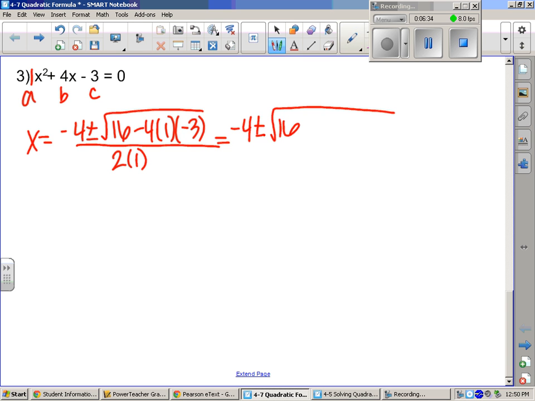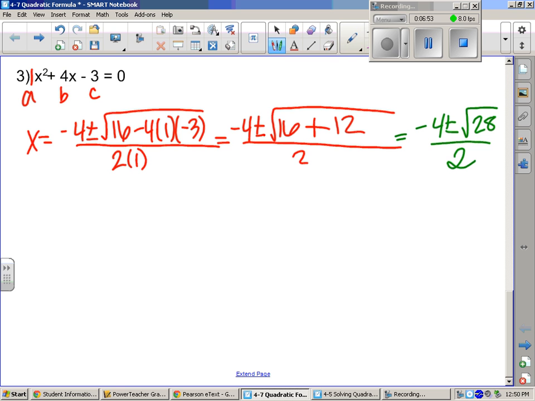16. And then I have an even number of negatives. That means it's going to be a plus. So I have 4 times 1, that's 4, times 3 will get a 12. All divided by 2. Next, add those two things together. We get negative 4 plus or minus the square root of 28, all divided by 2. So this isn't a no solution problem, and we're not done yet. I haven't boxed it in quite yet.